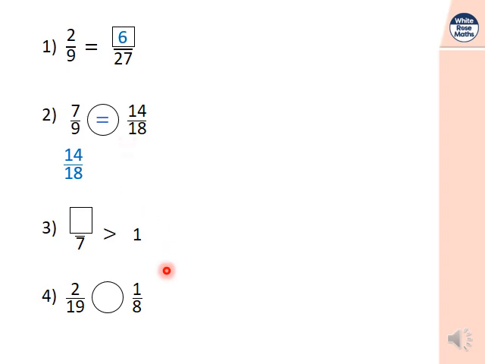And then the next one, question 3, it says the numerator is missing, something 7ths is greater than 1, and that 1 means 1 whole. So as an improper fraction, 7/7 is the same as a whole. So we've got to think what would be larger than 7/7 or 1 whole. So we would need to think 8/7 is larger than 7/7, which is a whole. So any integer greater than 7 would have been the right answer.